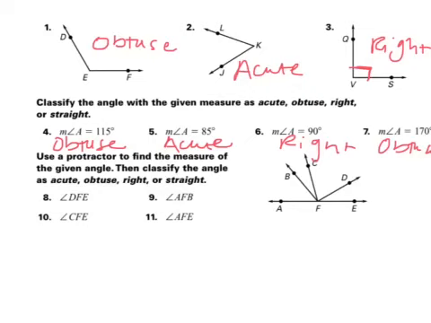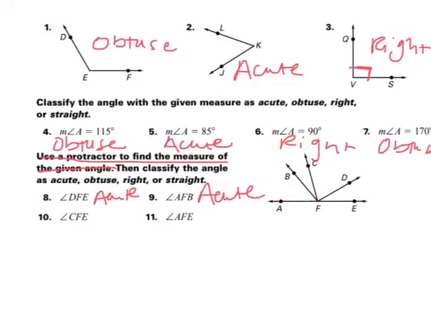And this last one says to use a protractor to find the missing angle measure. We're not going to do that because, like I said, I don't have a protractor that you can see. We're just going to classify these again. So angle DFE, this angle right here. Well, that's less than 90. That would be an acute angle. Okay, good. And then number 9, we have angle AFB right there. That also looks less than 90, so that would also be an acute angle.